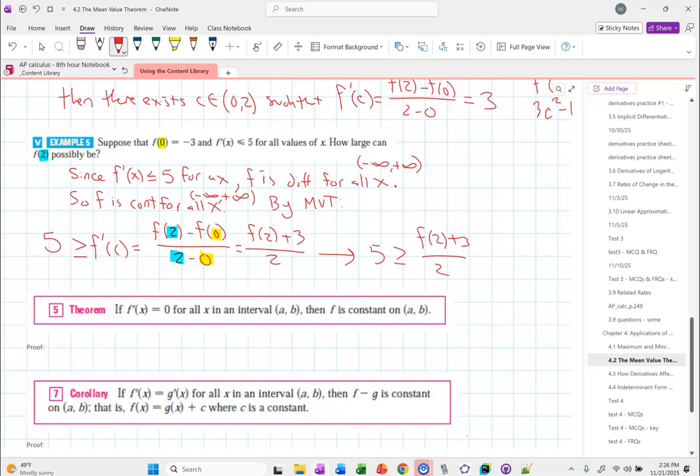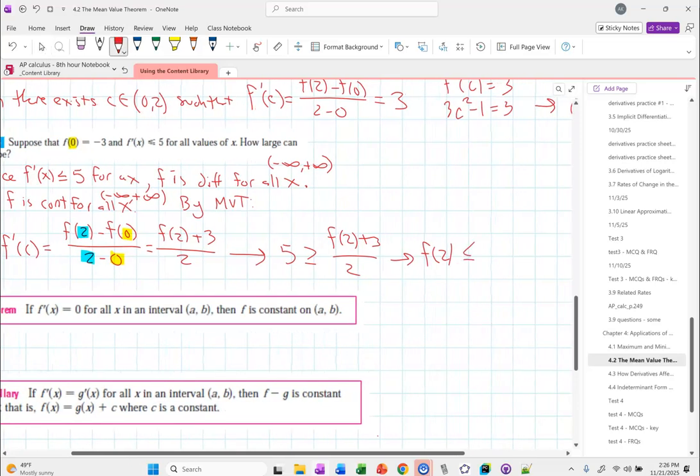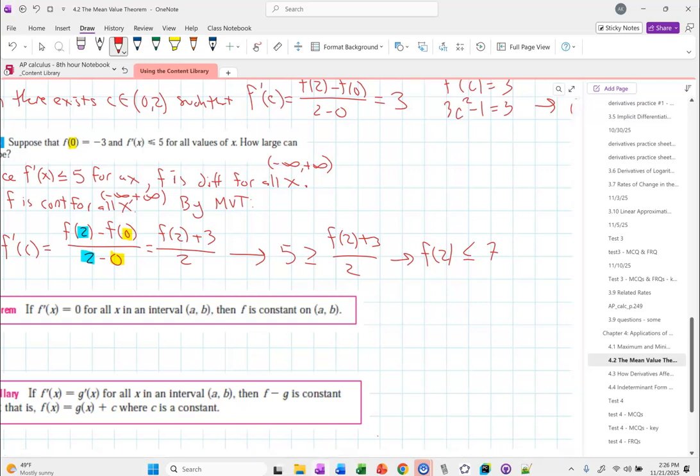And now it is algebra time. What do I get for f of 2? 7. F of 2 has to be less than or equal to 7. So what is the maximum value that f of 2 can have?